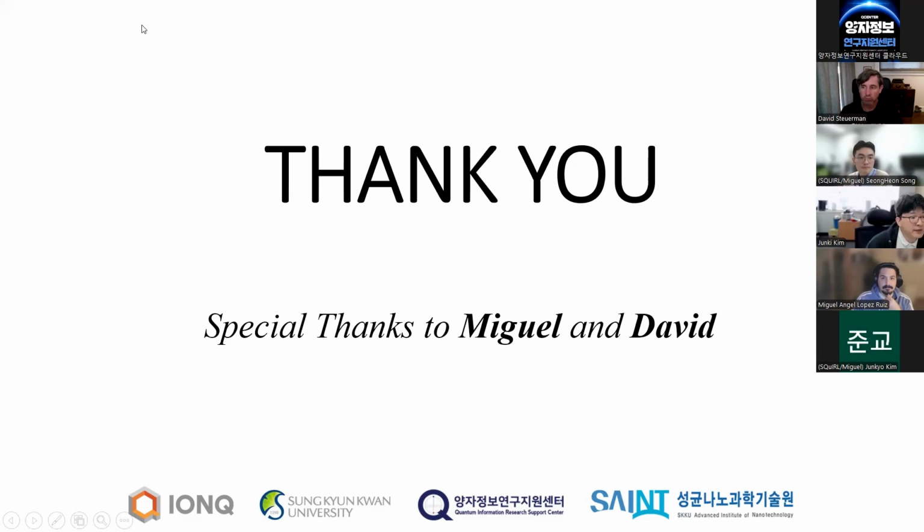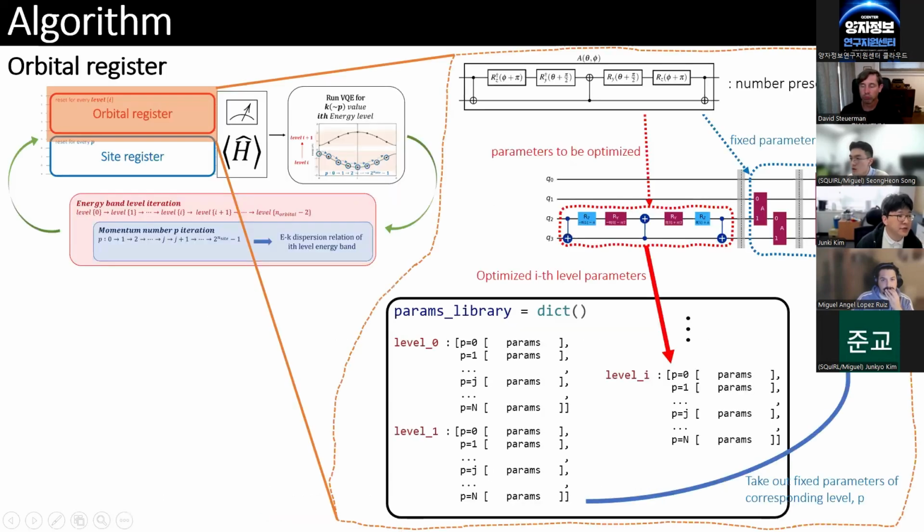I have a quick question about the backend simulation. How many qubits have you used, and how many controlled rotation gates did you have in your circuit?